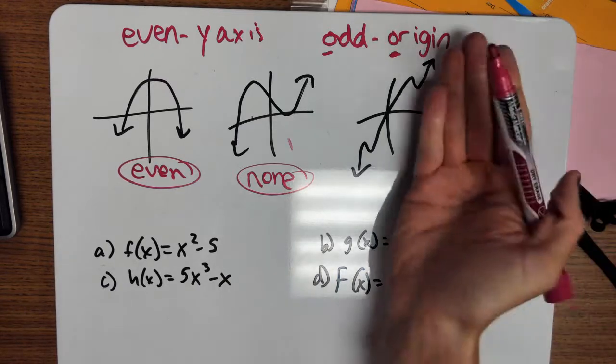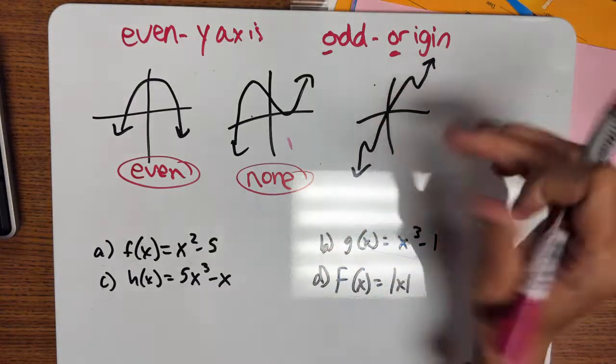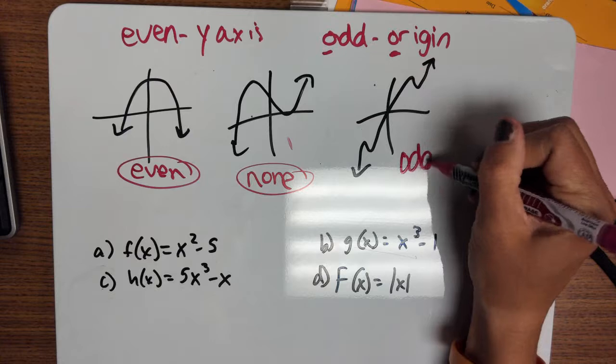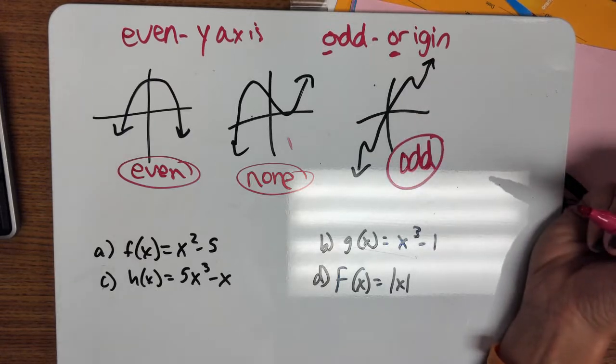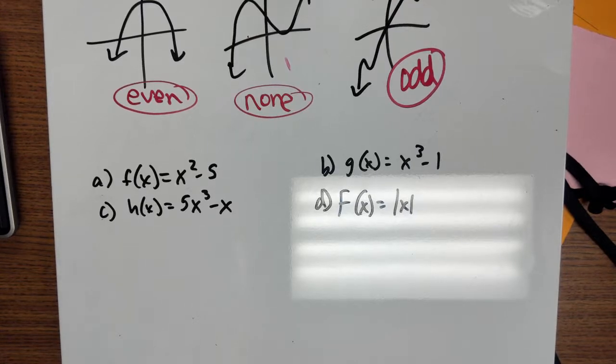And then my last graph, folded across the y-axis, not going to match up. If I rotated 180 degrees, this point would fall here, that would fall there. That makes this an odd function, which is symmetric about the origin. Then when we deal with equations, I think they're just as easy.